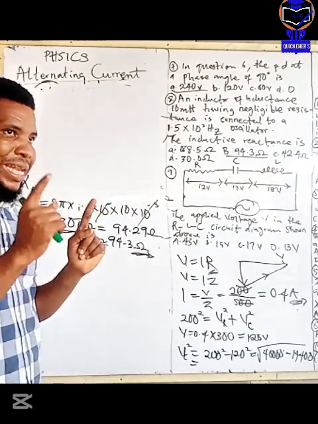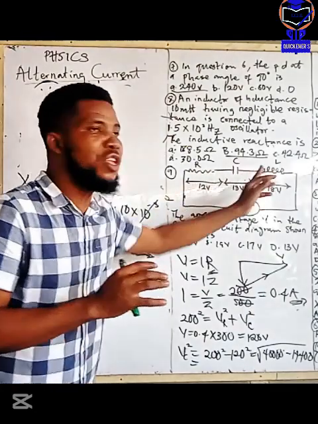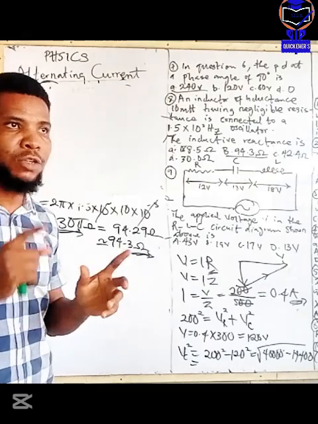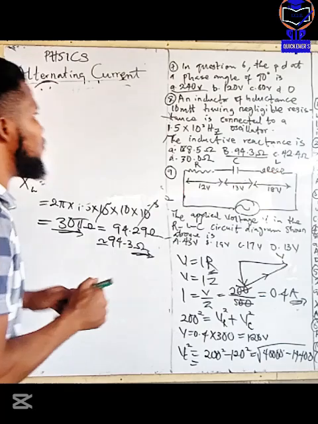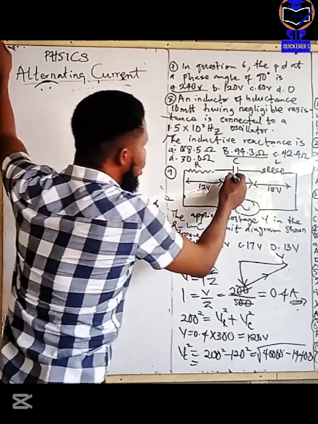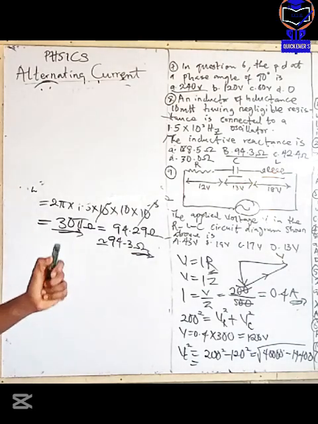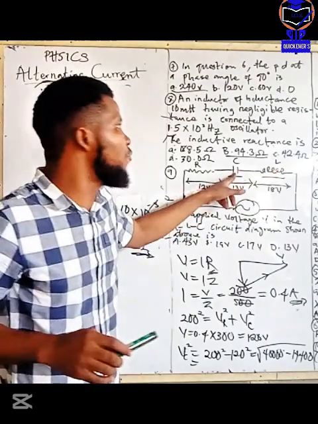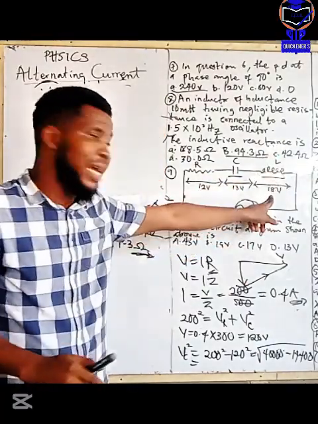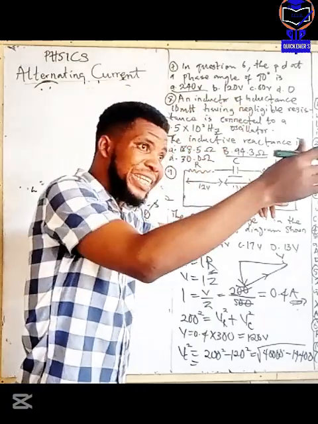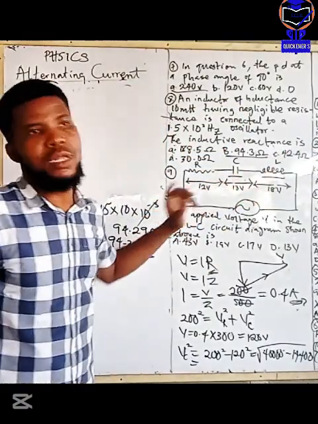But remember, the addition of this is a vector sum, not a scalar sum. Scalar sum is not this plus this plus this. So what is the vector sum? Remember that this one and this one are acting in opposite directions, so they will cancel out each other. The voltage of the inductor is always ahead, as you can see in the figure, while the voltage of the capacitor is lagging behind. So we are going to do this minus this.